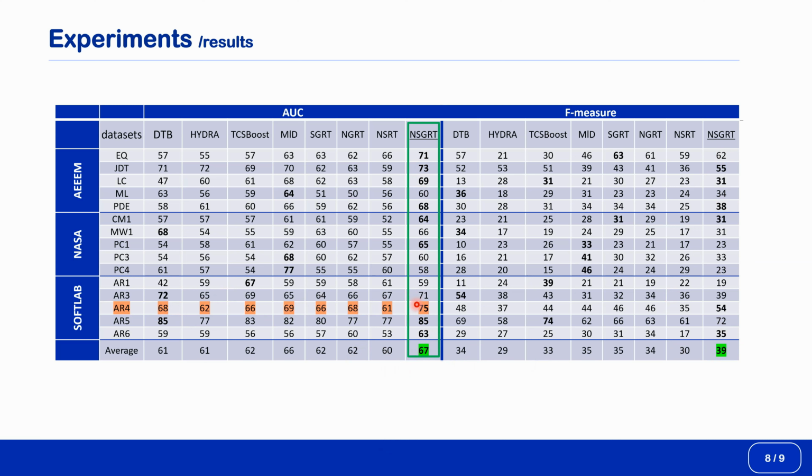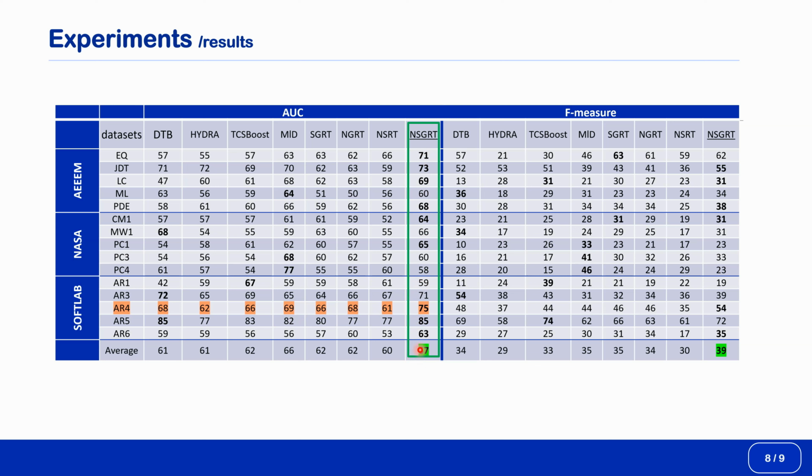One of the challenges of CPDP models is the stability of their results, which means the differences among results across different datasets are high. As shown in this table, NSGRT is more stable and its performance results are greater than or near 60% in all datasets in the case of AUC.